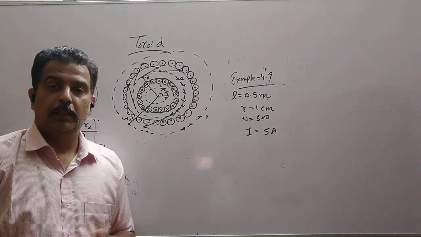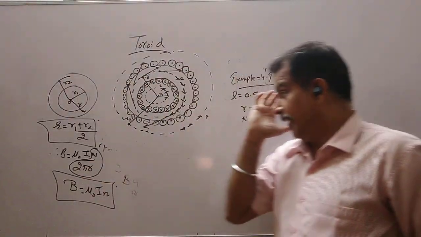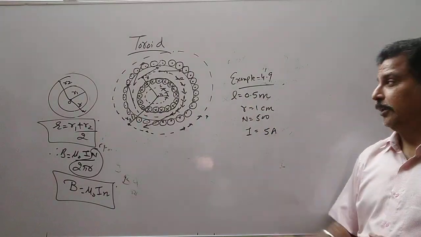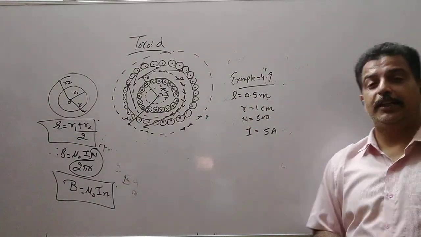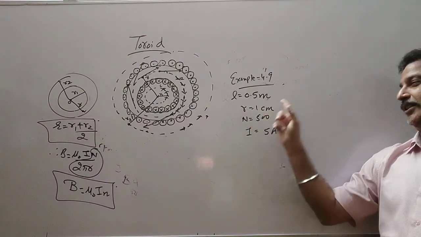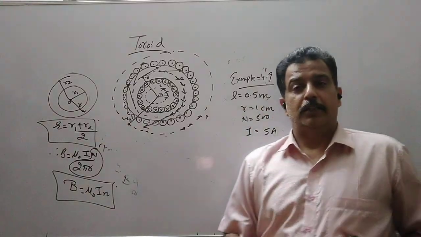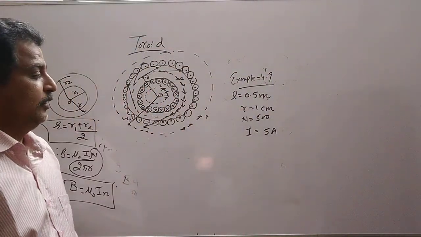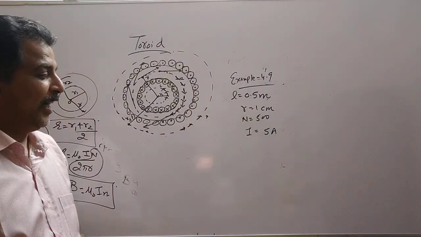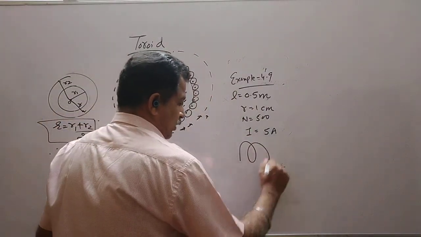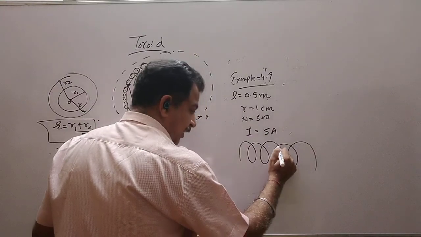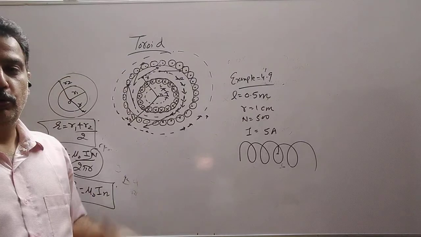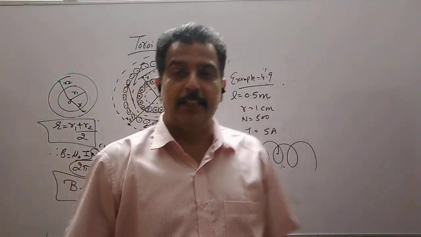Now let us see example 4.9. Again it is an MCQ, a very easy numerical, a direct application of a solenoid. It is given that the length of the solenoid is 0.5 meter and the radius is 1 centimeter. While considering a very long solenoid, we assume its radius is very small. The number of turns is 500 and I is 5 ampere. We have seen an ideal solenoid. In an ideal solenoid its radius is very small compared to its length. Simply find the magnetic field intensity inside the solenoid.